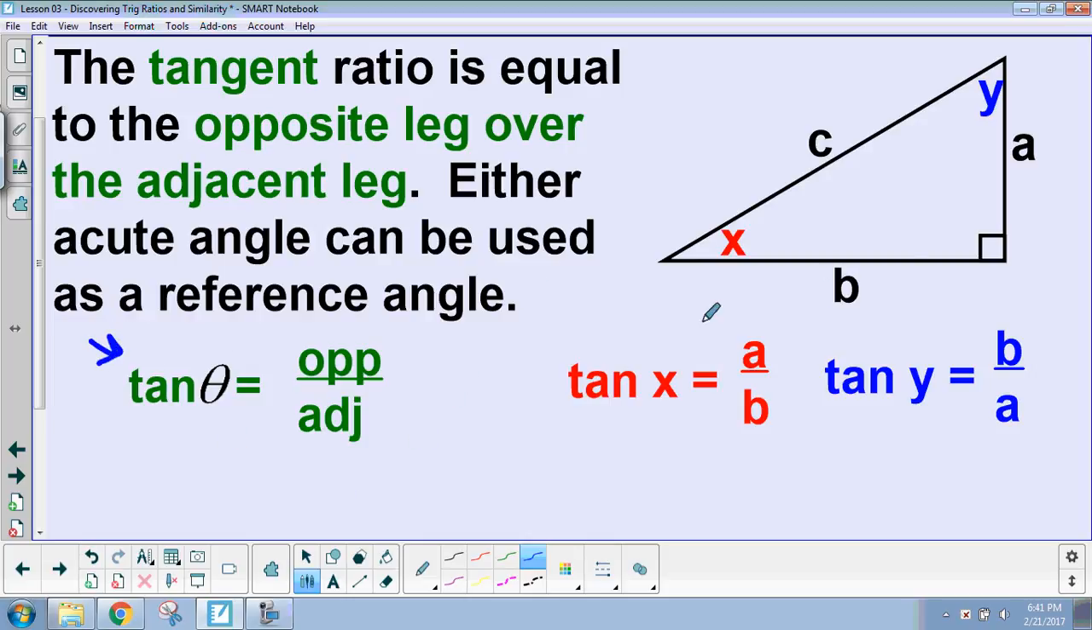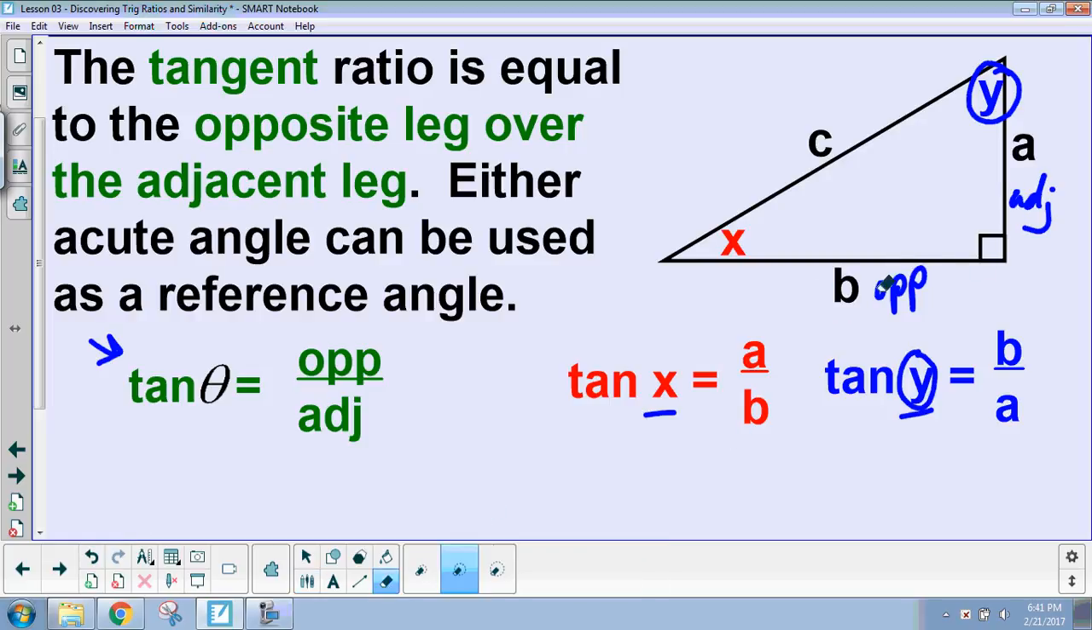Opposite over adjacent. So if I was referencing x, it would be A over B, opposite over adjacent. And if I was referencing y, it would be B over A. Again, referencing y, opposite, excuse me, over adjacent. Okay? Again, that's in reference to y. Get used to making these labels, so it'll make your life easier. Alright.